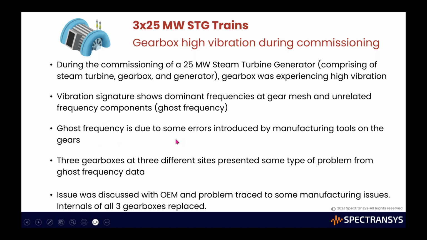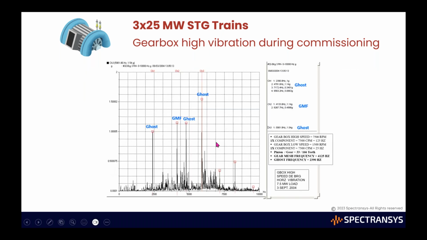A ghost frequency is a frequency which is coming due to the errors introduced by the manufacturing tools on the gearbox, on the gear teeth. So three gearboxes at 3 different sites presented the same type of problem. And then basically this is fundamentally because of some manufacturing error. The gear hobbing tool or the gear cutting tool which is involved has some errors, and it passed on the errors to these gearboxes. And then the data was presented to the OEM, and ultimately he agreed, and then he replaced the internals for all these things there.